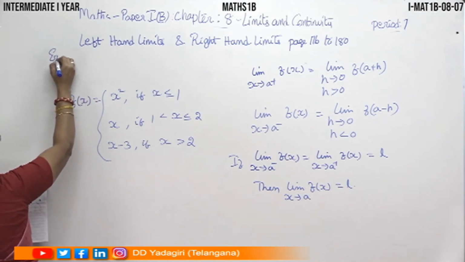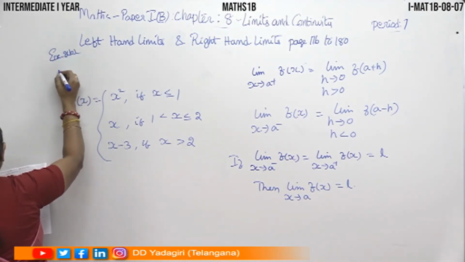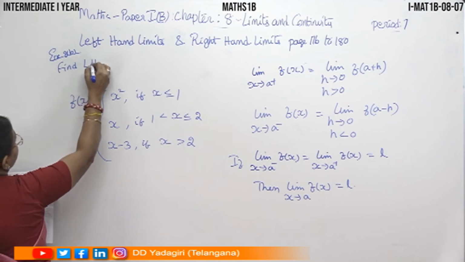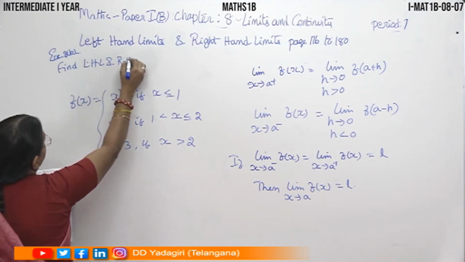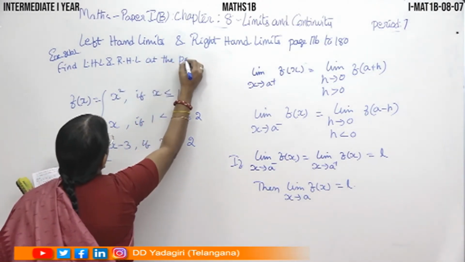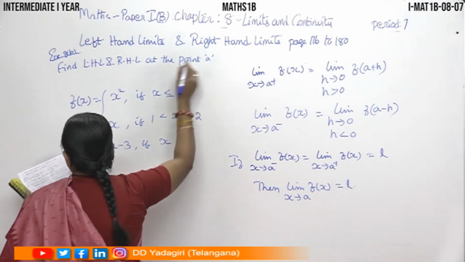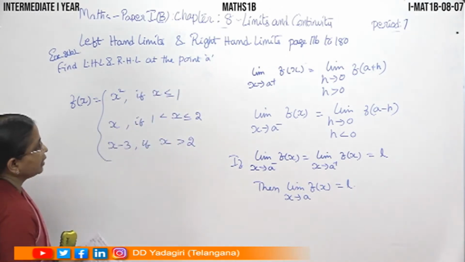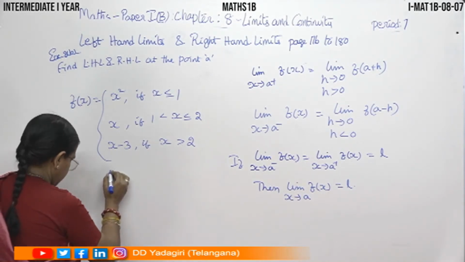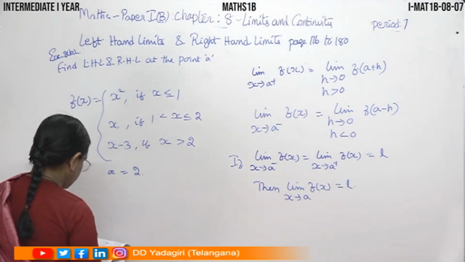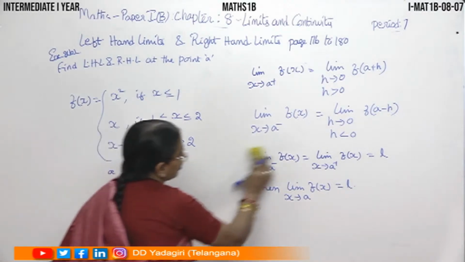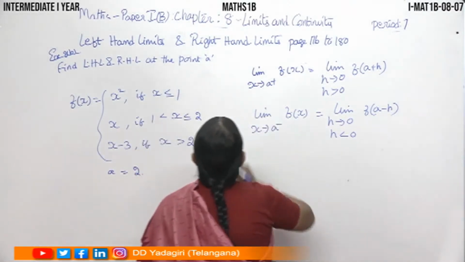Exercise 8b, all these are exercise 8b problems. Find the left hand limit and right hand limit at the point A. He has mentioned the point A, and check whether the functions have limits at that A. So for this particular problem, he has given A equal to 2. So at 2, you must find out whether the limit exists or not. Okay, so now these are the steps.